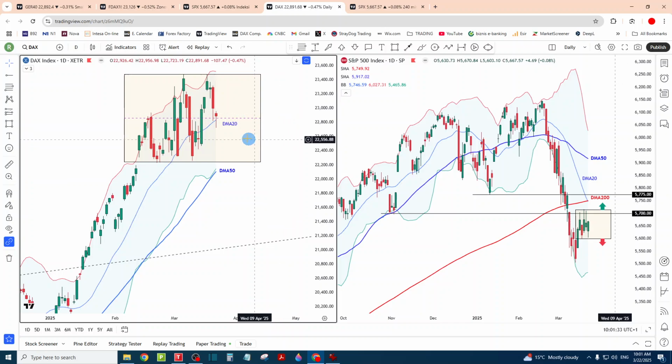Why could there be a bounce? Because DAX hit 61.8, also closed above the midpoint, closed above daily 20, and closed above Thursday low. So there could be some bounce there, but the invalidation point must be here, below Friday low. So a close below Friday low and below the daily 20 can invalidate that kind of idea.